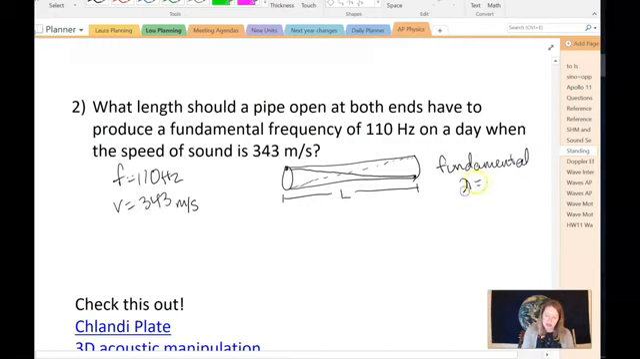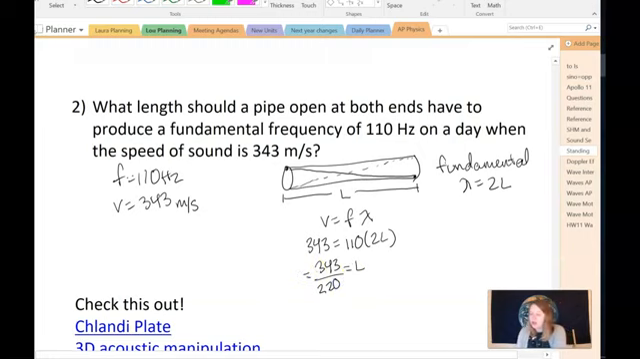the wavelength is equal to 2 times the length. And so if V equals F lambda, 343 equals 110 times 2 times the length. So L equals 343 divided by 220. And I'll just do that math real fast. So that's 1.56 meters.